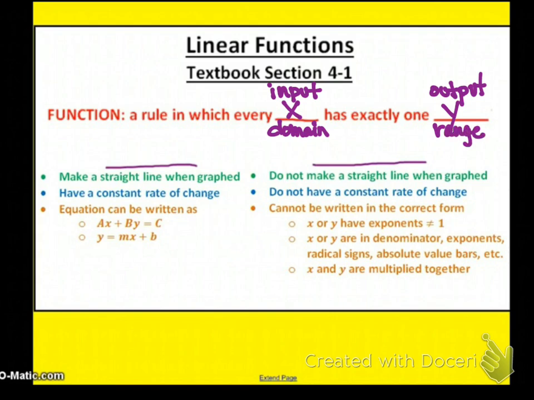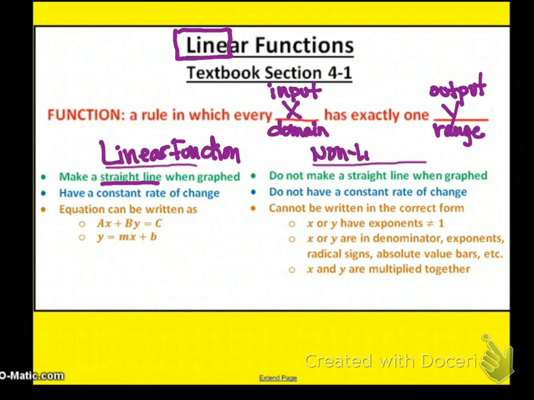So today we're going to be talking about linear functions, a certain type of function. If we look at the term linear functions, we see in the word linear is the word line. A linear function is one that makes a straight line when graphed. Not everything makes a straight line. If it does not make a straight line, it's called a non-linear function.